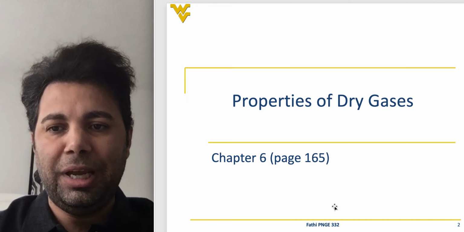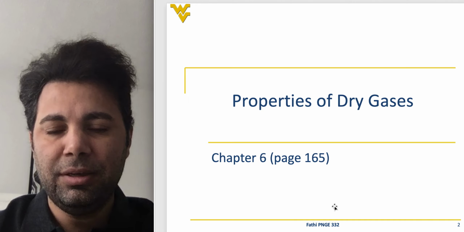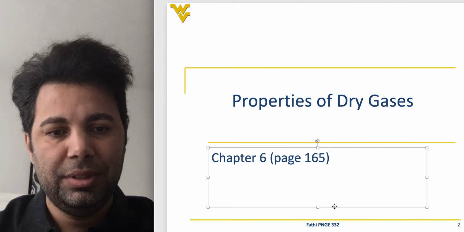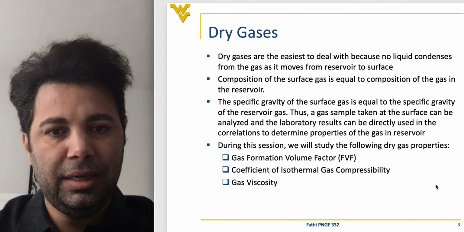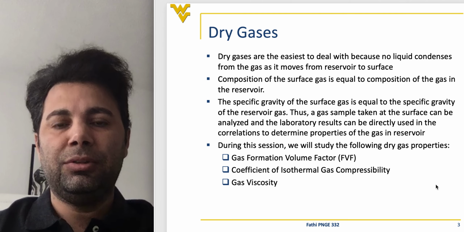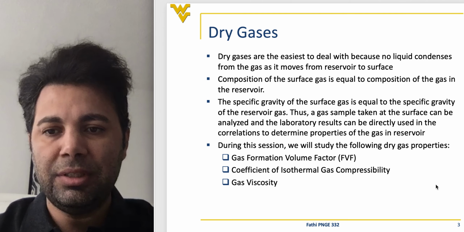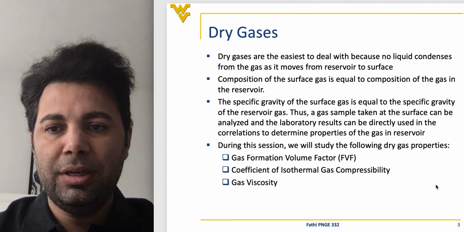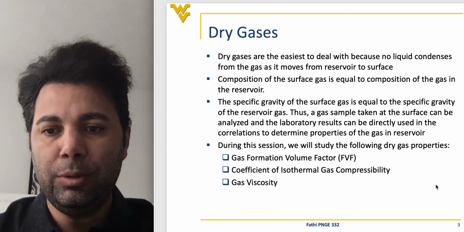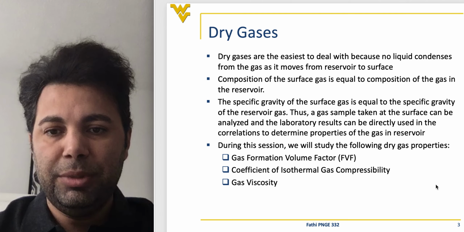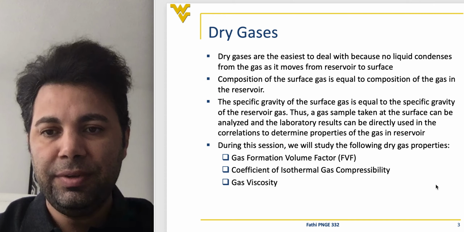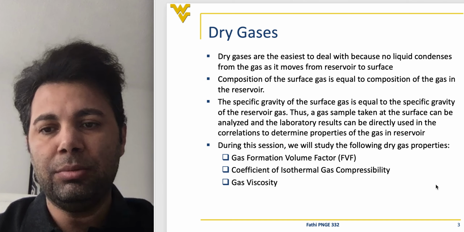Today we are going to cover chapter 6 of our book, the properties of the dry gas reservoirs. As we discussed last time, dry gas reservoirs are the easiest reservoirs to deal with because we will not have liquid. The petroleum fluids will stay in the gas phase throughout the production, and it will stay gas when it comes to the surface.